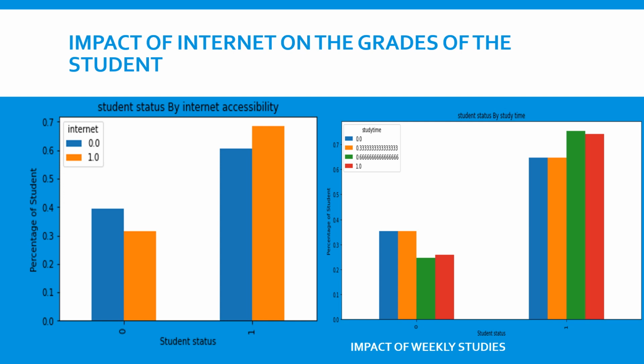The next graph is the impact of the internet. According to this graph, the conclusion is that most of the people who pass the exam have accessibility to the internet. So, we should provide a fair and material education.